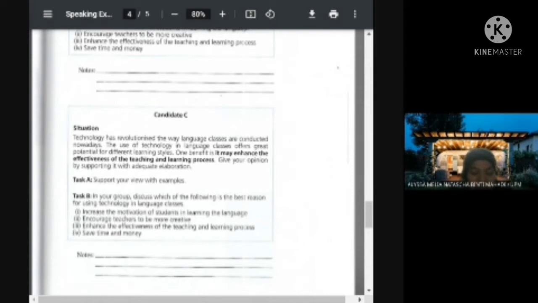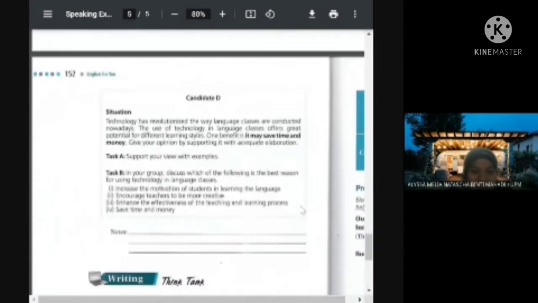And for the teaching process, there are so many websites that lecturers can use to make questions or quizzes to increase the students' knowledge. So in conclusion, technology can enhance the effectiveness of the teaching and learning process. So I pass it to candidate D.